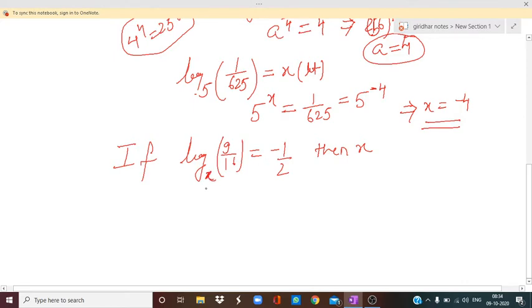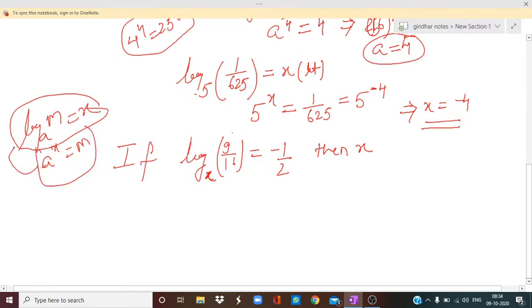This is your m, this is a, and this is x. Log m with base a. Always remember, log m with base a equals to x, then a to the power x equals to m. This is logarithmic and this is exponential. From here to here we can go, and from this side to this side we can come. So definition we will use: x to the power minus 1 by 2 is equal to 9 by 16.